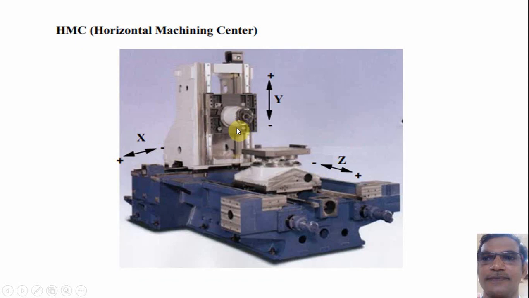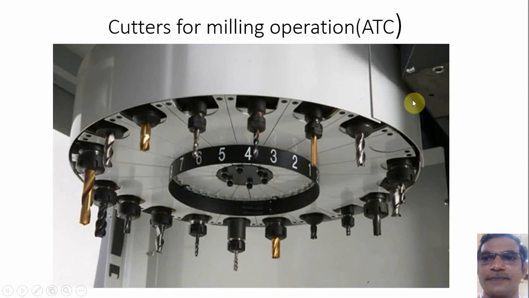And next one is automatic tool changer, ATC. In the ATC, n number of tools are arranged with serial numbers. Easily we can identify the cutters, so that we can call the tools with serial numbers. Correct tool numbers we can call.